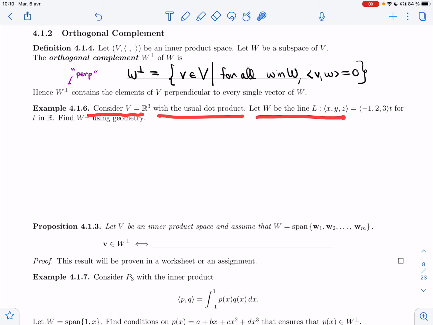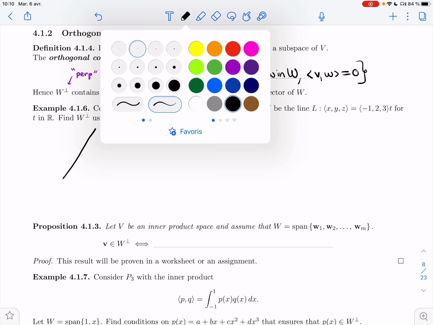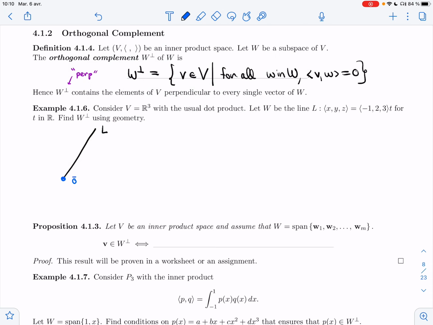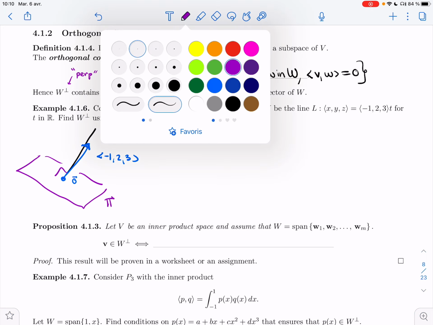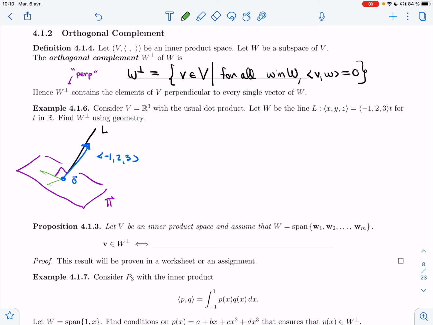All right, consider V equals R3 with the usual dot product. Let W be the line (x, y, z) equals t(-1, 2, 3) for t in R. Find W perp using geometry. All right, so we have a line. It contains the origin, and it's parallel to the vector (-1, 2, 3). We're in R3, so our intuition is pretty good. If I look at everything perpendicular, I'm going to get a plane. So everything here is perpendicular to (-1, 2, 3).